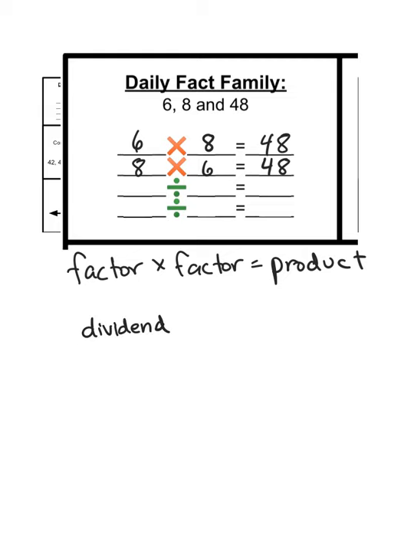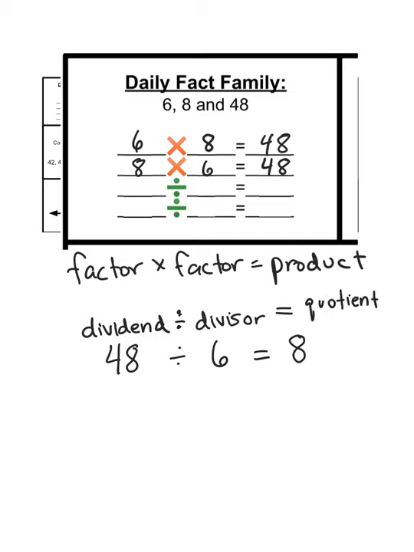With division, you're going to take your larger number, 48, that's your dividend, and divide that into groups, which is called your divisor. So we're going to take 48 and divide it by 6, and that's going to give us our quotient or our answer. And then we take 48 and we can divide it by 8 and get 6.